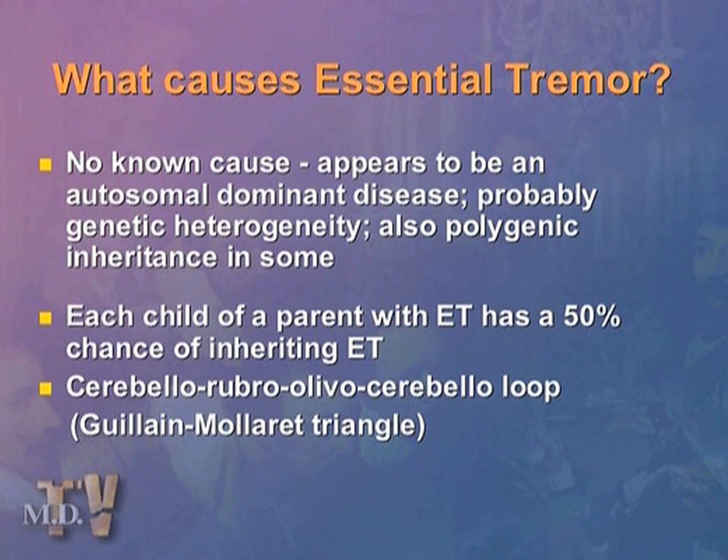There's no definite cause. Autonomic phenomenon rarely occurs like in Parkinson's disease, and we have to think here about genetic heterogeneity. That means the genetics involved in patients having essential tremor really have a different presentation in many of the people. Each child of a patient that has essential tremor will have a 50% chance of inheriting essential tremor. We really think now that the cerebellar rubro-olivocerebellar loop is the area anatomically that has the most likely chance of being where the pathophysiology is.